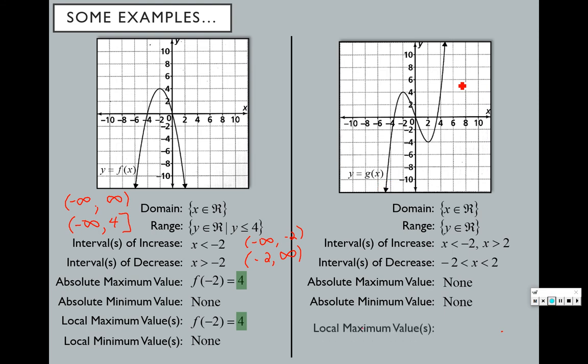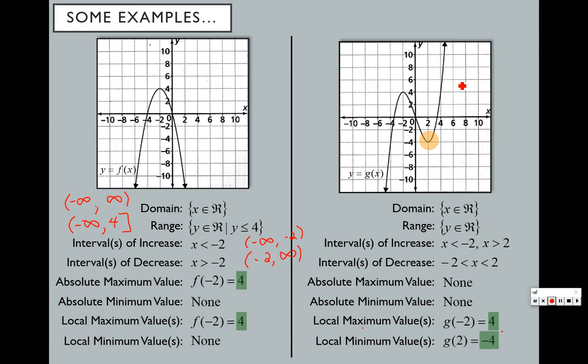Local max value. There it is. Any little bumps or humps. Those are like the little tops of parabolas, if you want. g at negative 2 is 4. And a local minimum value, there's one right there. g at 2 equals negative 4. Any questions about this thing?